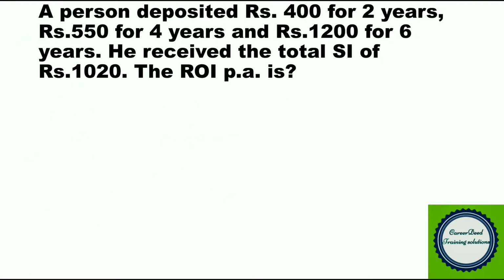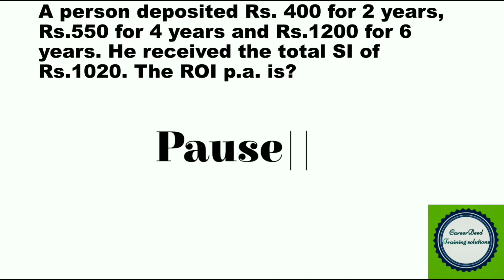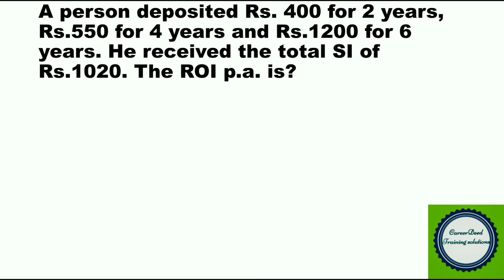A person deposited rupees 400 for 2 years, rupees 550 for 4 years and rupees 1200 for 6 years. He received the total simple interest of rupees 1020. The rate of interest per annum is dash. So the time to solve this question is 45 seconds. I believe you solved this problem.